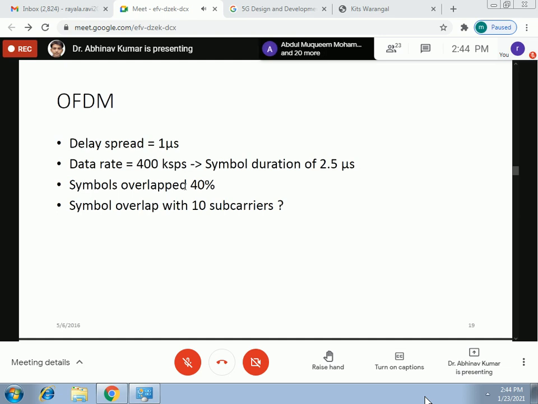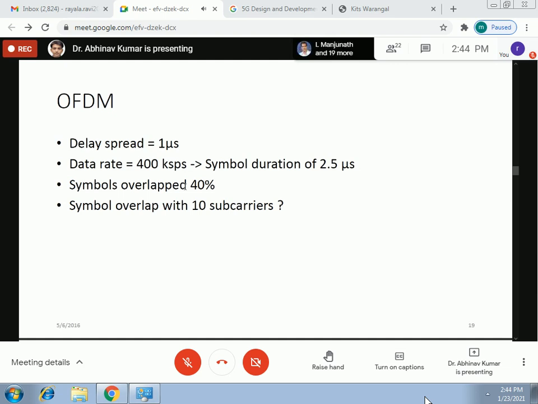Now in this case, the symbol overlap turns out to be 40%, because if delay spread is 1 microsecond and I have a symbol of 2.5 microseconds, that 2.5 is overlapping 1 microsecond either side with the other symbols. So the overall symbol overlap is 40%. Now 40% is a huge symbol overlap. It can result in significant degradation in receiver performance. So how to reduce this?